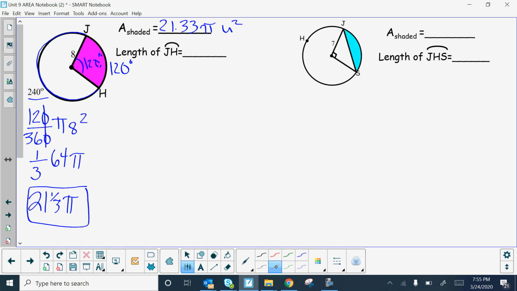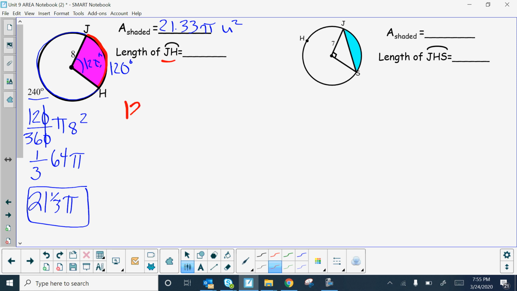Okay, so now it says find the length of arc JH. So that would be the minor arc right here. We don't want to find the big blue arc over here because that's a major arc. When you list it with just 2 letters, that's a minor arc. So we're going to do that the similar way.